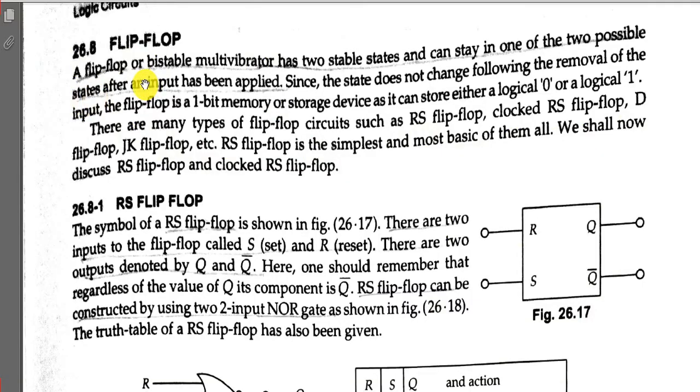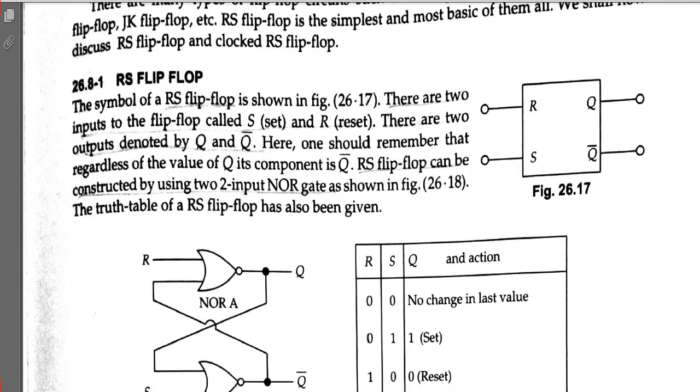So flip-flop is basically a sequential circuit, which is also called bistable multivibrator, which has two stable states and it can stay in any of the states when input is applied. Even if we remove the input signal, it will remain in the same state. So in this way we try to store our data. That's why it is also called latch or basic memory unit or storage device, as it can store a bit of information. So now heading toward the RS flip-flop.